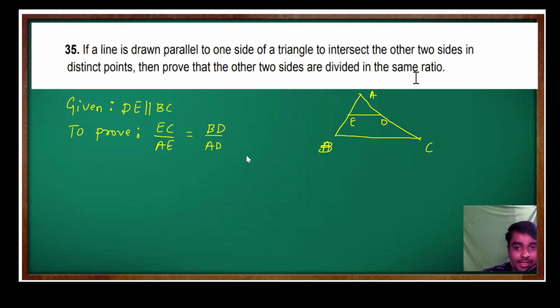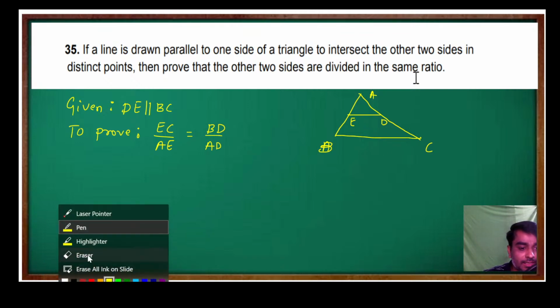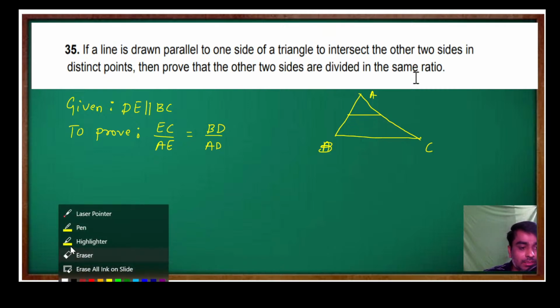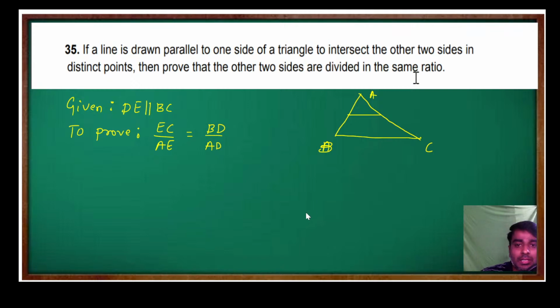So let's make this DE. ABC, here D and here E. So one is EC by AE. Then another one is BD by AD. This is what you need to prove. So how will you do this? Start the proof.